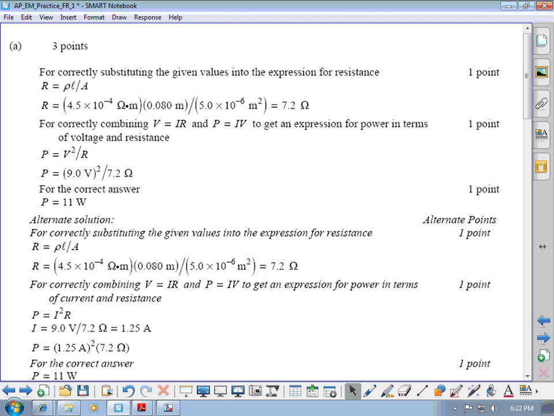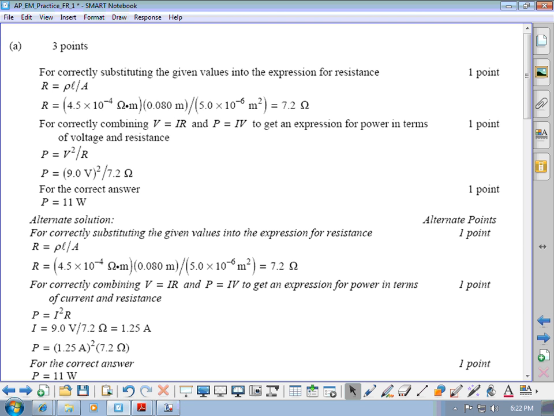An alternate solution would be, again, correctly calculating the resistance, so plugging in the values. They say for correctly combining V equals IR and P equals IV to get an expression for power in terms of current and resistance. So we know the resistance and we know what the current is, so we can calculate that. So it was 1 point for doing that, and then 1 point for the correct answer.